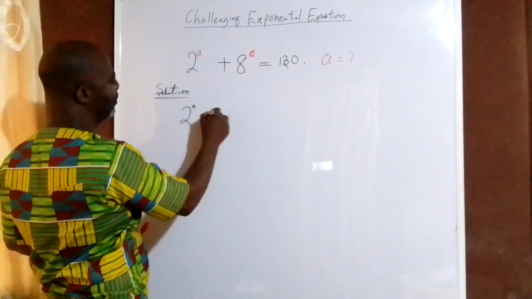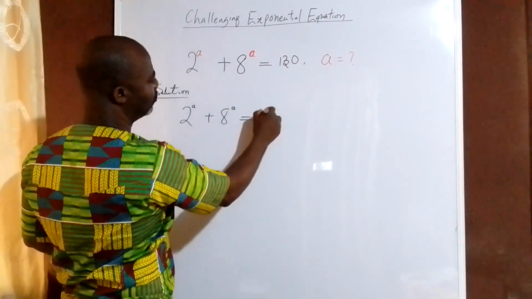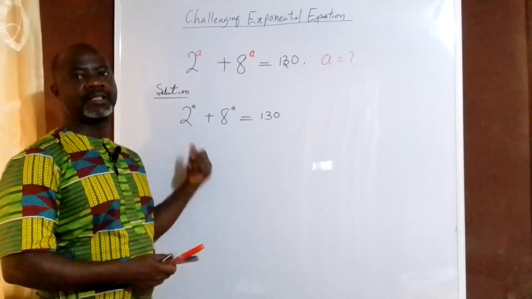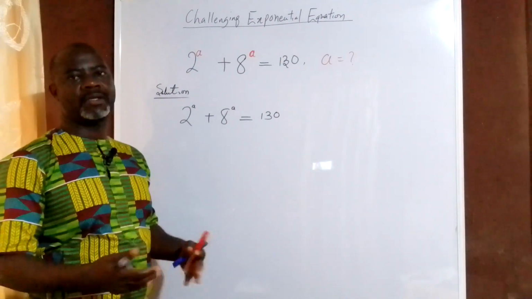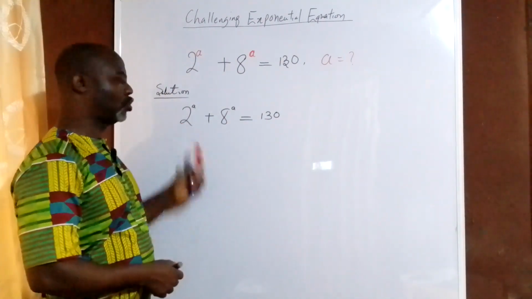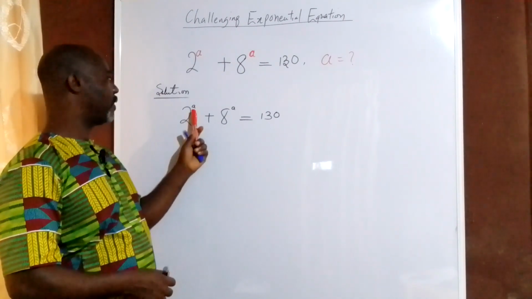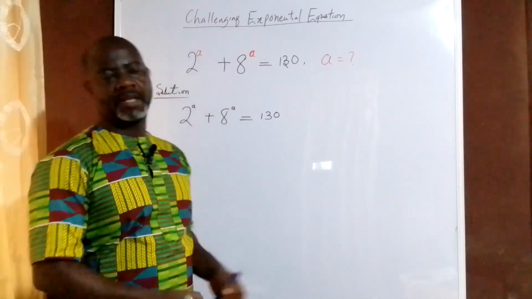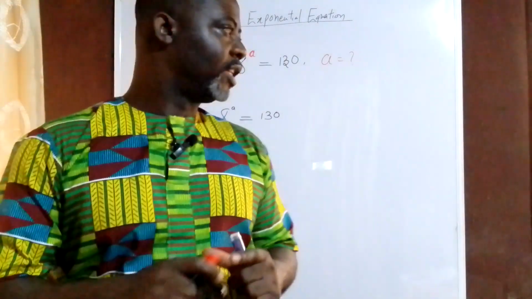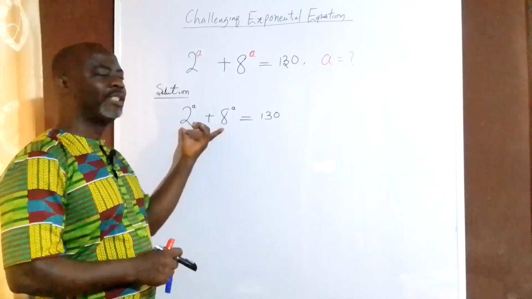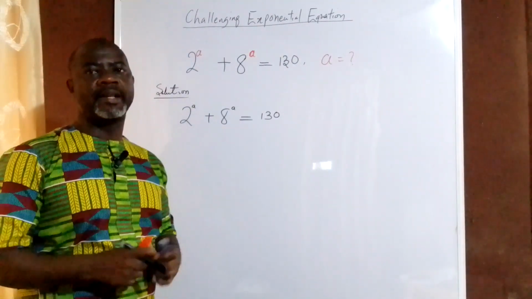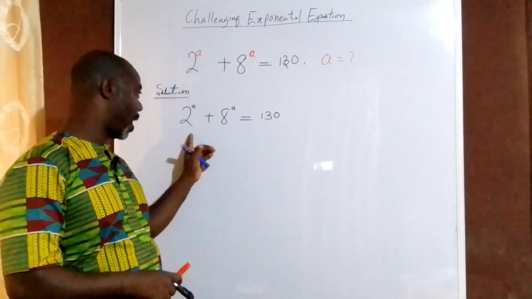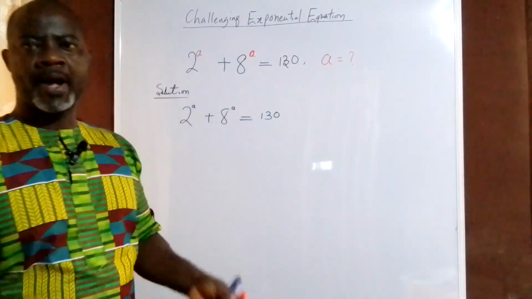2 to the power of a plus 8 to the power of a equal to 130. So the first thing to do is to look at this question and see what is the lowest common base. The lowest common base is 2. Because 2 is to the power of a and 8 is to the power of a, both are written in exponential form. The 130 is written in an ordinary form. So the major challenge in this question is to deal with the terms written in exponential form. We start with 8 because we've already established that the lowest common base is 2.